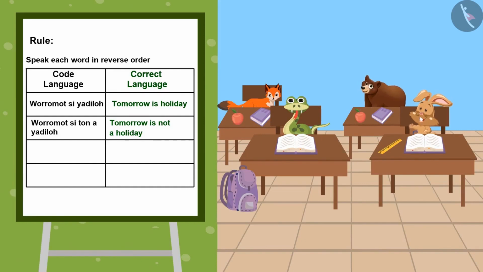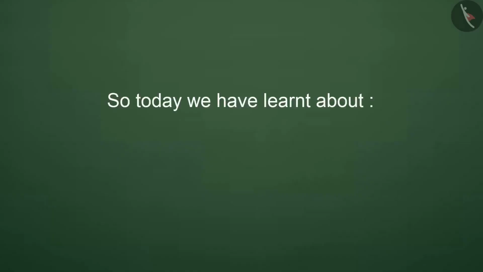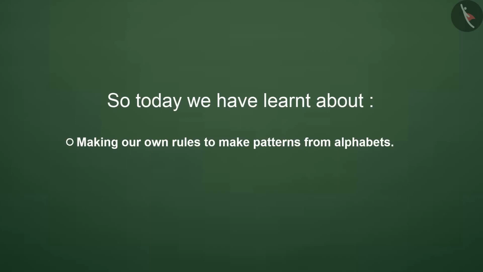Bholu, there is no fixed rule for making patterns. You can use any rule to make new patterns and code. What is the rule for this code? We are speaking each word in reverse order. Kids, you can pause the video and use this rule to speak or write something. So today we have learned about making our own rules to make patterns from alphabets and using these rules to make code language.